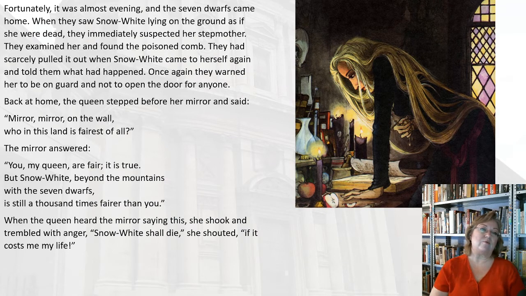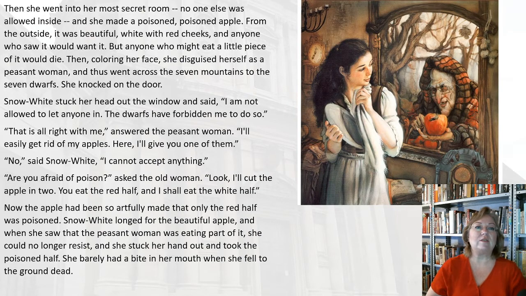Back at home, the queen stepped before her mirror and said, "Mirror, mirror on the wall, who in this land is fairest of all?" The mirror answered, "You, my queen, are fair. It's true. But Snow White beyond the mountains with the 7 dwarfs is still 1,000 times fairer than you." When the queen heard the mirror saying this, she shook and trembled with anger. "Snow White shall die," she shouted, "if it costs me my life." Then she went into her most secret room. No one else was allowed inside, and she made a poisoned apple. 2 poisons. From the outside, it was beautiful, white with red cheeks, and anyone who saw it would want it. But anyone who might eat a little piece of it would die. Did you catch the red and the white there?